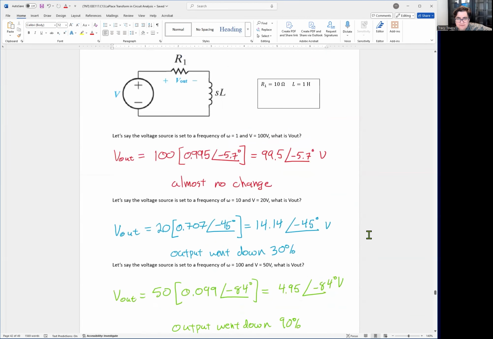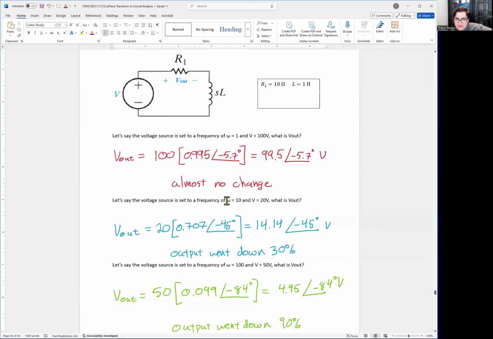Now let's analyze. Let's say V out is equal to 100. Let's say our frequency is 1 radian per second for the voltage source. Well, I know my V out is 100 times your gain. The gain for 1 radian per second is 0.995 angle negative 5.7 degrees. There's almost no change. Our output voltage is 99.5 volts. I lost half a volt. That doesn't matter. There's no change.